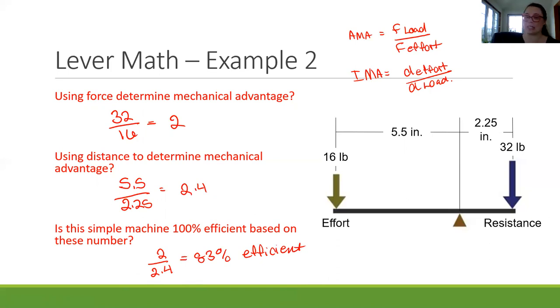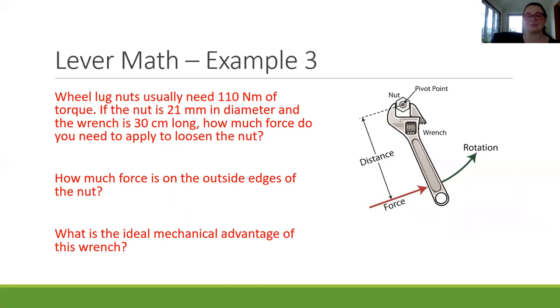So again, you're using the same formulas over and over. Last one. Lug nuts usually need 110 Newton meters of torque. The nut is 21 millimeters in diameter and the wrench is 30 centimeters long. How much force do you need to apply to loosen the nut?